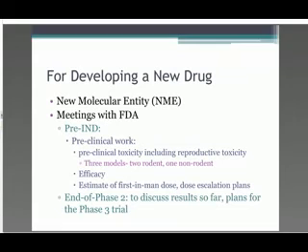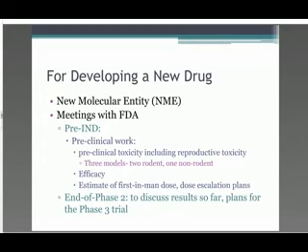For developing a new drug, it can be a new molecular entity, for example. This is not a Me Too drug that looks like other drugs. Typically there have to be meetings with the Food and Drug Administration under the pre-IND portion. That's where the preclinical work is done, the preclinical toxicology, including reproductive toxicology. Typically 3 models are used, 2 rodent and 1 non-rodent. Again, the subtext here is there's an assumption that this toxicity has anything to do with humans, and sometimes it does, and sometimes it doesn't.